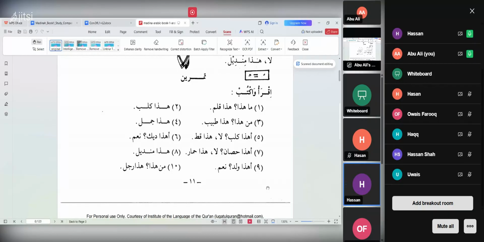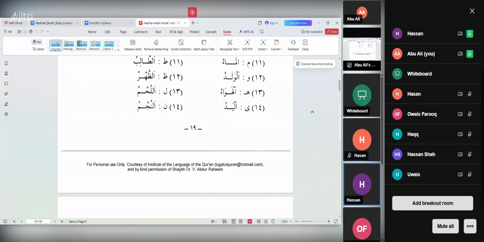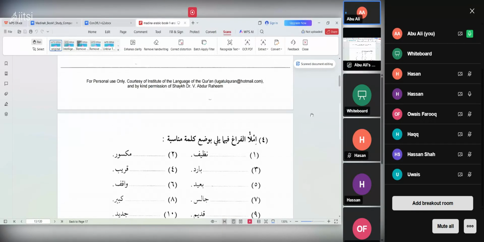هذا ولد. I forgot it. For our purposes, we'll add the tanween always. هذا ولد. نعم. Okay. Sentence 10. من هذا؟ هذا رجل. أحسنت, brother.